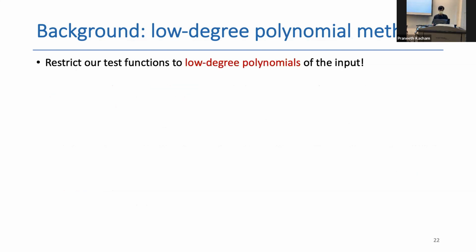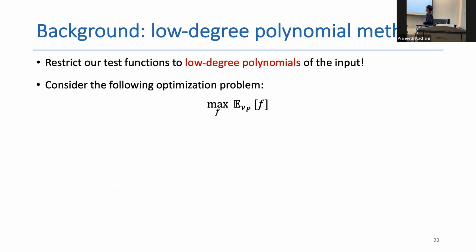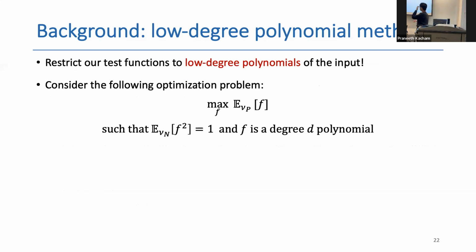So we restrict to test functions that are low degree polynomials of the input. Let's consider the following optimization problem. We're maximizing the expected f under the planted distribution, such that f is properly normalized, so the expected f squared under the null equals 1, and f is a degree D polynomial. So you see that if f is roughly 1 under the null distribution, but the expected f under the planted is very large, then there can be a distinguishing polynomial f.